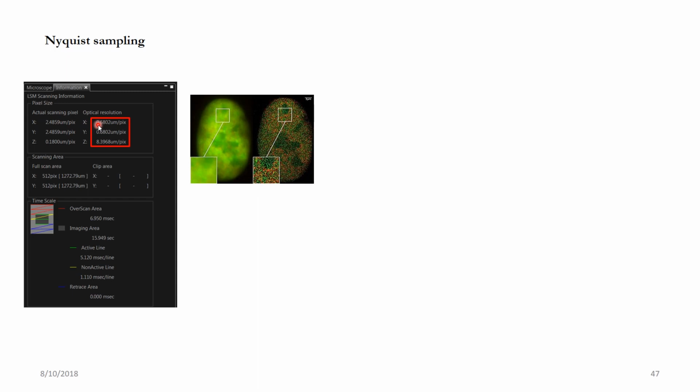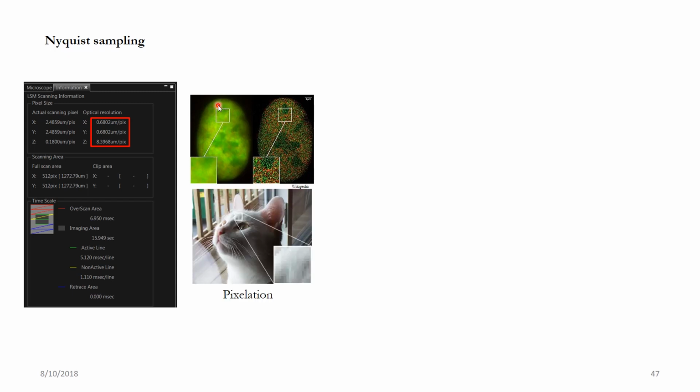So if you have an object and if you didn't choose the right magnification or the right objective, you are going to end up in a blurred image. And even if you, suppose, chose the right objective and chose the right pixel size, if you don't have enough pixels, then you are going to get a pixelated image. And here is a real life example of how this is going to affect your results.